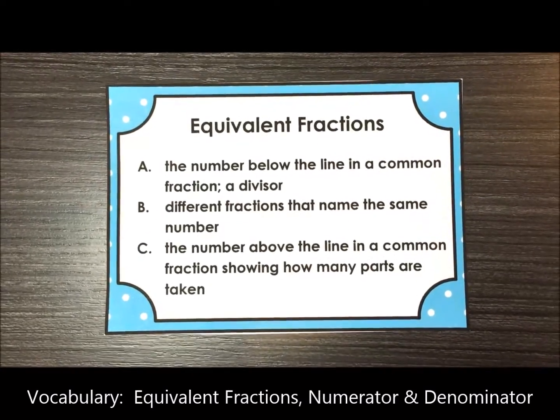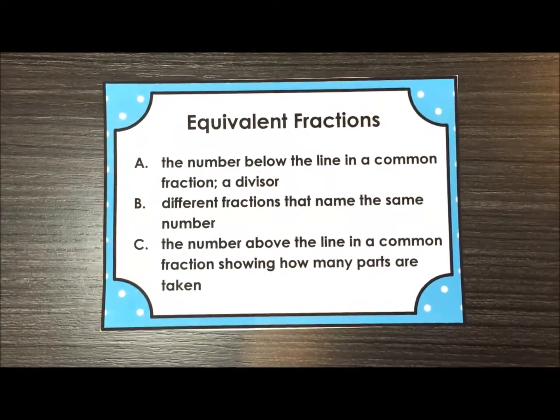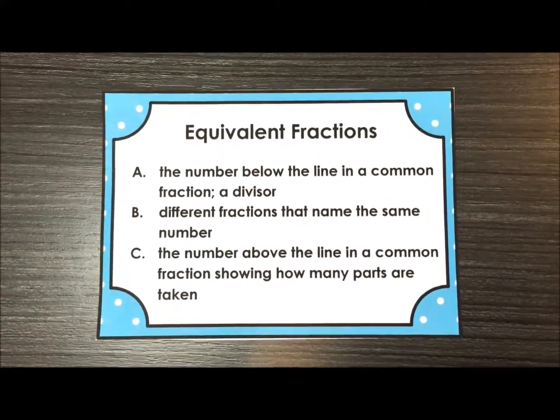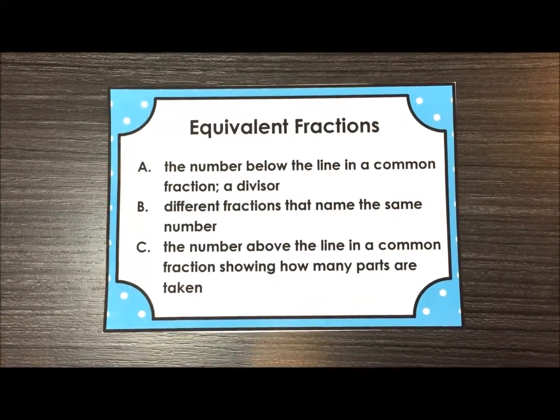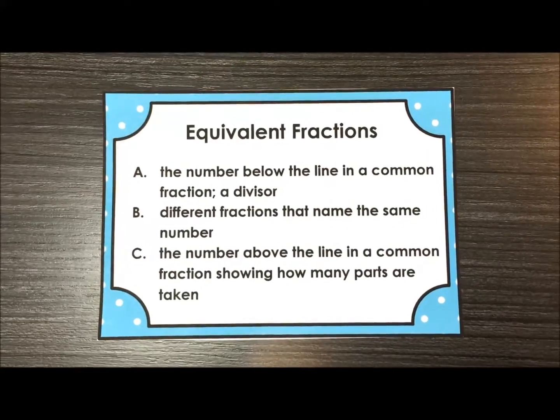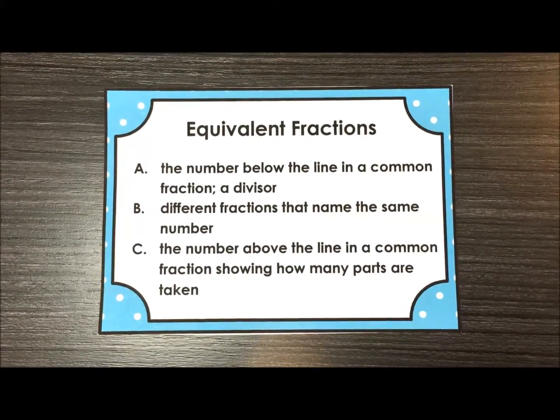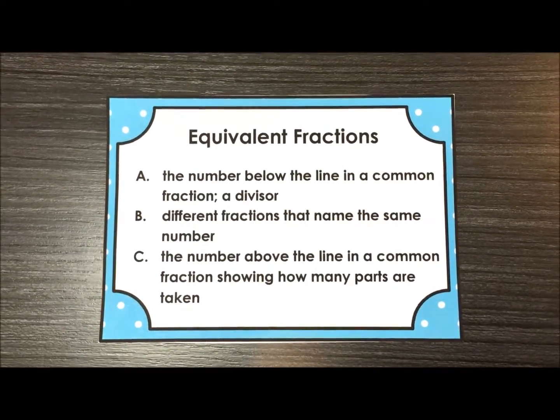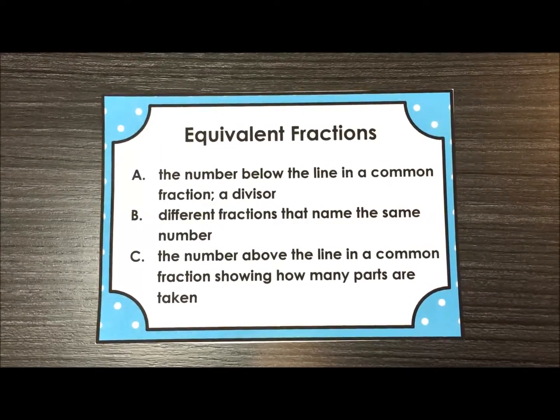A, the number below the line in a common fraction, a divisor. B, different fractions that name the same number. Or C, the number above the line in a common fraction showing how many parts are taken. How would you define equivalent fractions?